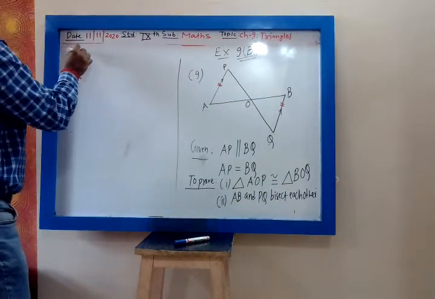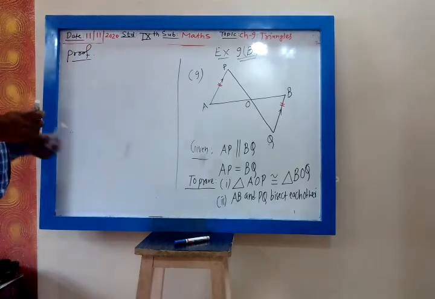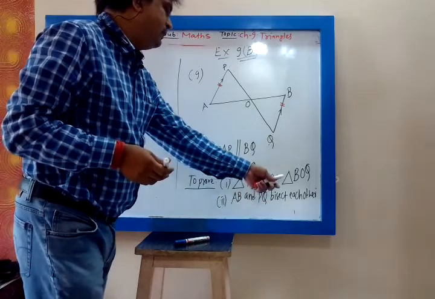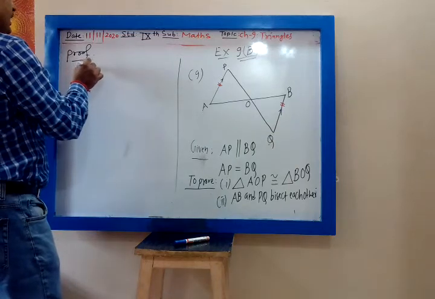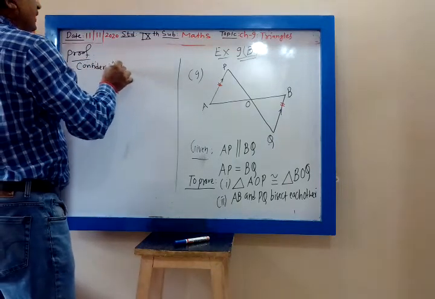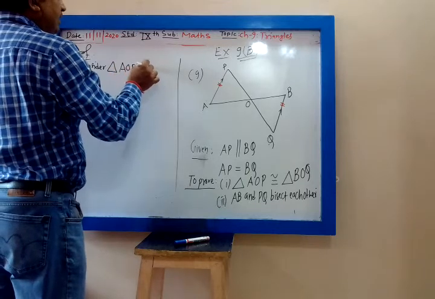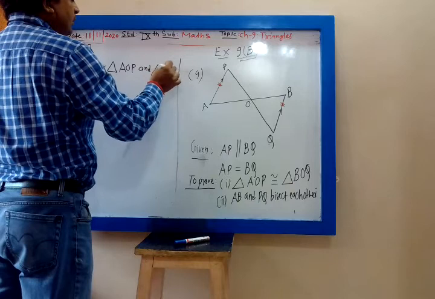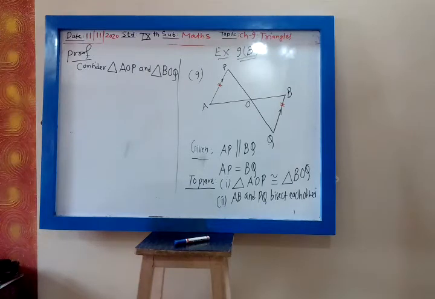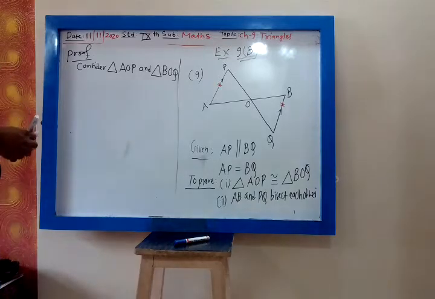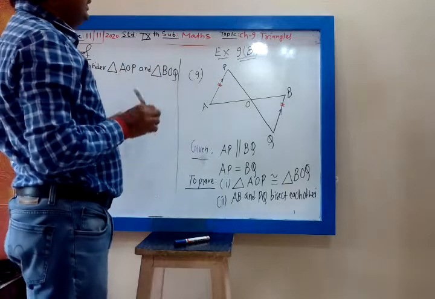So we write proof. So first you consider two triangles. Which two triangles do you want to prove? AOP is congruent to triangle BOQ. So I will consider these two triangles. Consider triangle AOP and triangle BOQ. Apply the condition of congruency. Which condition of congruency will you apply?